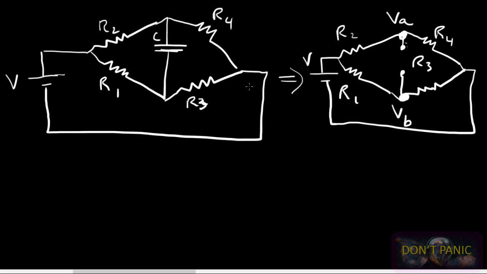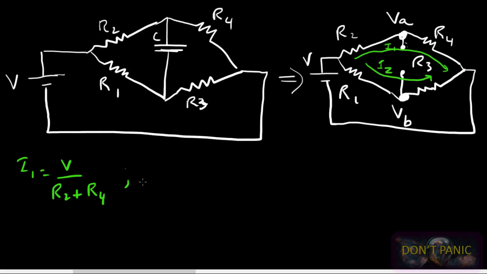Okay, so how do we find the voltage at point A? Now it becomes a very simple circuit, right? You have R2 and R4 in series, R1 and R3 in series, and this branch is in parallel with this branch. So you're going to have some I1 going through here and some I2 going through here. I1 is going to be V over R2 plus R4, and I2 is V over R1 plus R3.